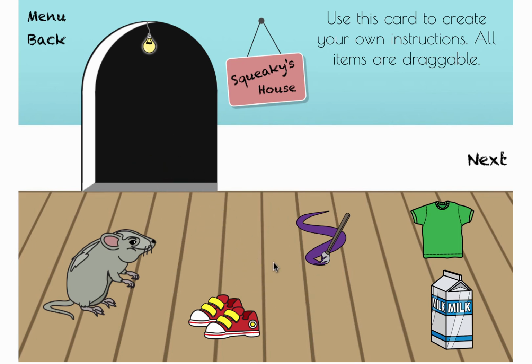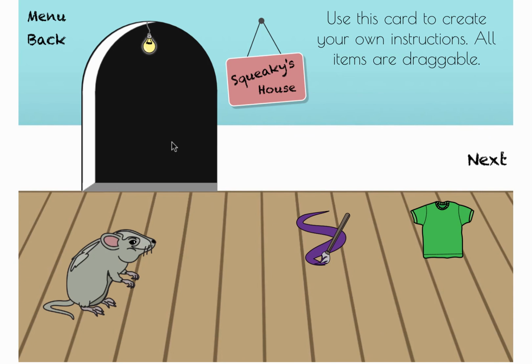Or you might say, find something that you wear on your feet. And that would be targeting function of objects. Or you might say, what is something that is cold, white, and you pour it into the glass? And then you're using some descriptor words here. And they would click on the milk and drag it in. So let's go back to the menu.